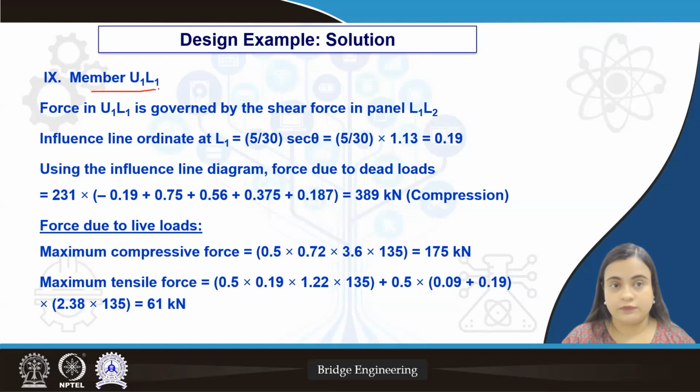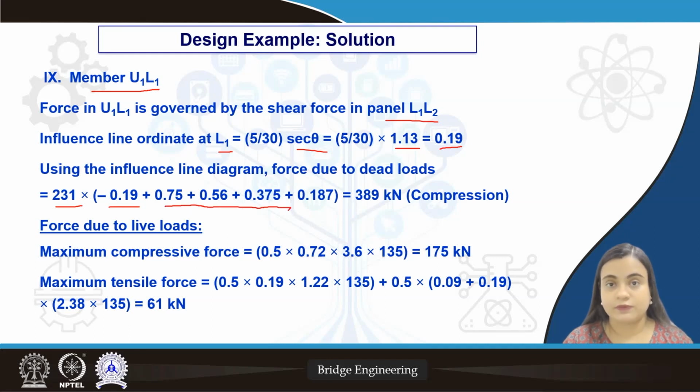Member U1, L1 will be the next member that is governed by the shear force in panel L1, L2. Influence line ordinate at L1 will be 5 by 30 multiplied by sec theta. So it equals 5 by 30 times 1.13, that is equal to 0.19. Using the influence line diagram, force due to dead loads can be obtained as 231 times minus of 0.19 plus 0.75 plus 0.56 plus 0.375 plus 0.187, that is equal to 389 kilonewton in compression.